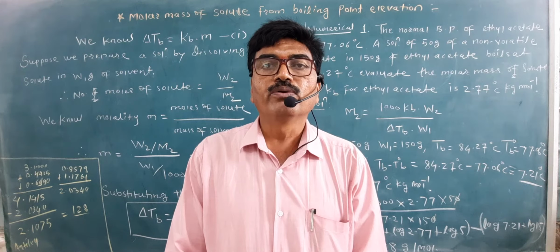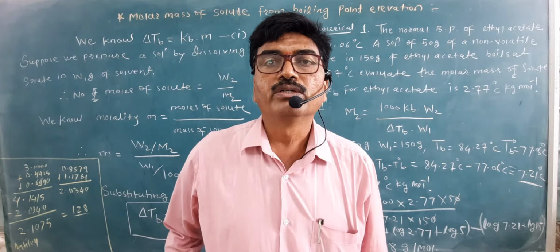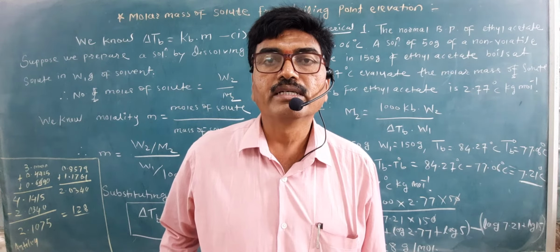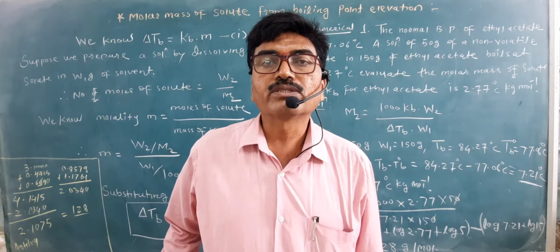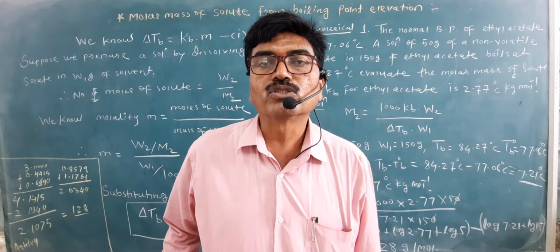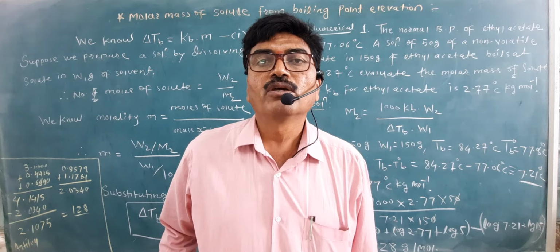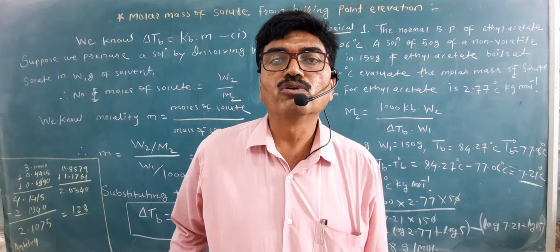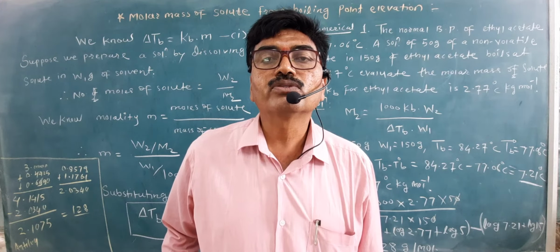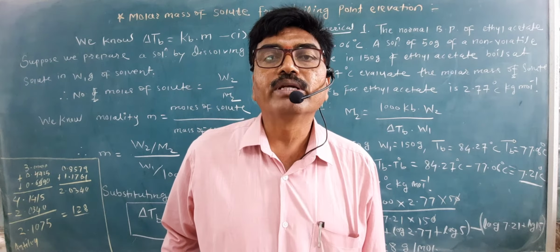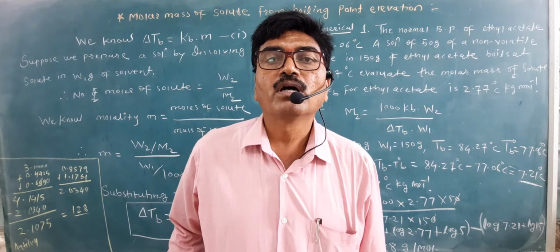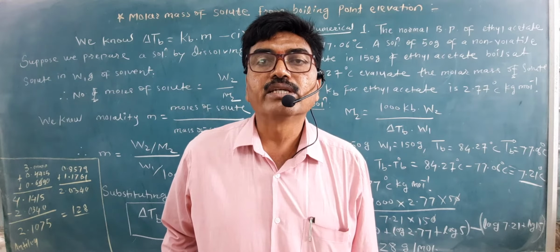So in the previous video we studied the second colligative property, that is the boiling point elevation. We saw that the boiling point of a solution increases when a non-volatile, non-electrolyte solute is added into a solvent. And we also saw that the lowering of vapor pressure is one of the important pieces of evidence that proves how the boiling point elevation occurs.